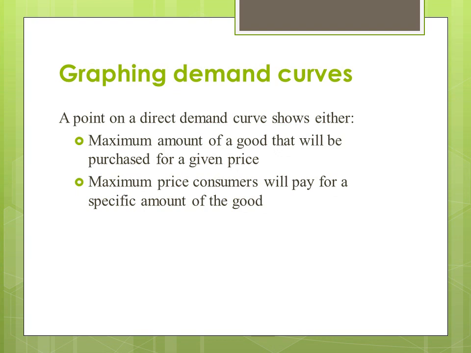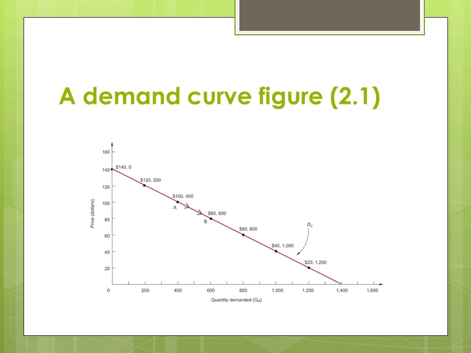Graphing demand curves. A point on a direct demand curve shows either the maximum amount of a good that will be purchased for a given price, or the maximum price consumers will pay for a specific amount of the good. Look at this picture: on the x-axis we are taking quantity demanded, horizontally, and on the y-axis we are taking prices, vertically.